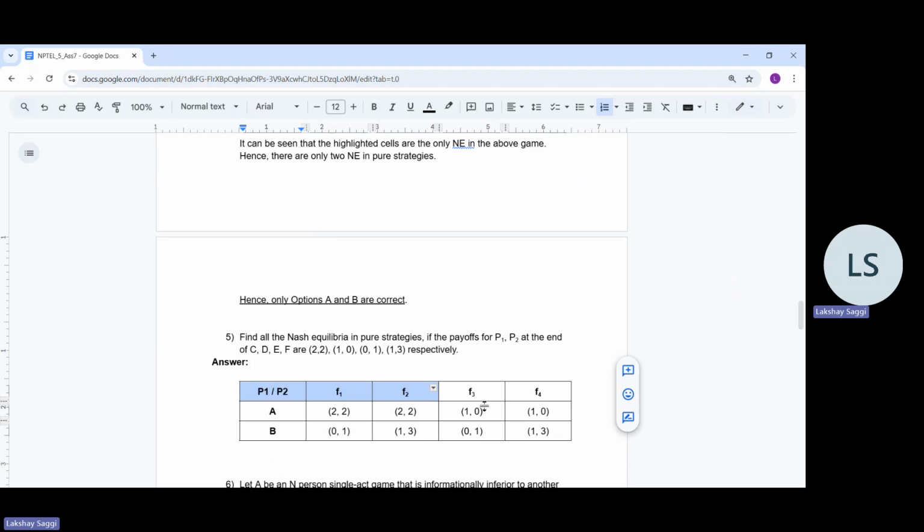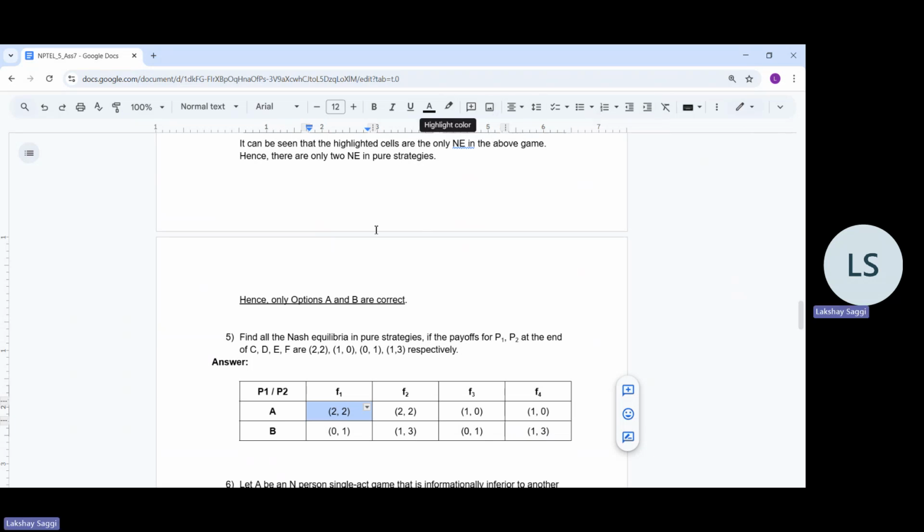And the convention is every player wants to maximize their payoffs, and now we have to find the Nash equilibrium in this game. So let's see this point. It can be seen that the row player does not have any incentive to switch. And similarly, the column player also does not have any incentive to switch because the payoff 2 is the maximum payoff which the column player can get.